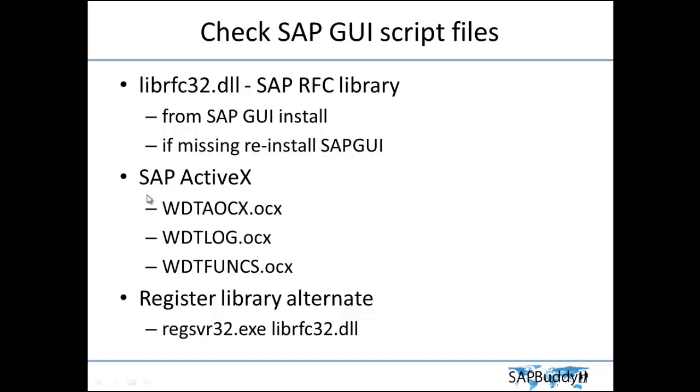The next thing we are going to see is a couple of ActiveX files. The first one is the wdtaocx.ocx file, the wdtlog.ocx file, and the wdtfunc.ocx file. These are all the ActiveX files which should also be present in your local drive. Generally what you can do is go to the standard Windows search function and just search for these files. If these files are already present, then it should be fine.